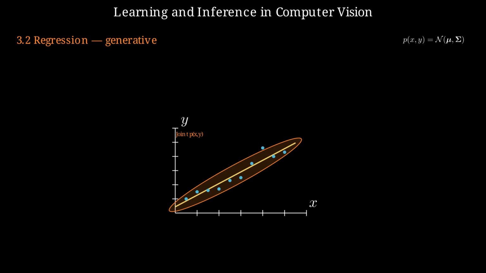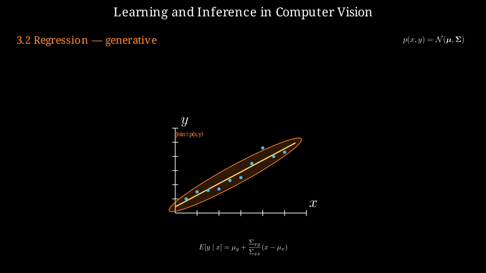Once the joint is fit, prediction uses the conditional distribution P of Y given X, which is itself Gaussian with closed-form mean and variance. The conditional mean E of Y given X is an affine function of X: mu Y plus sigma X Y divided by sigma XX, times X minus mu X. That conditional mean is exactly the least squares regression line when the joint is Gaussian. The conditional variance sigma Y given X equals sigma YY minus sigma YX squared over sigma XX.